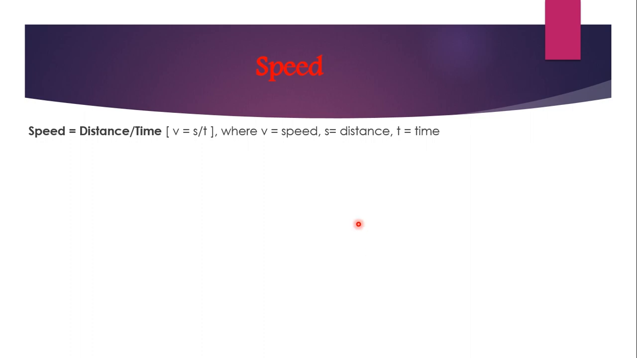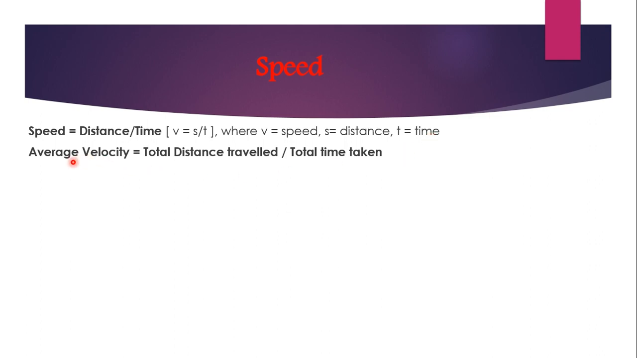Alright, so now let's talk about speed in a little more detail. What is speed? We have already defined speed as the rate of motion per unit time in terms of distance. Speed is mathematically represented as speed is equal to distance divided by time. We denote speed by a small v, distance using the letter small s, and time using a small t. So v equals s by t, where v is speed, s is distance, and t is time.